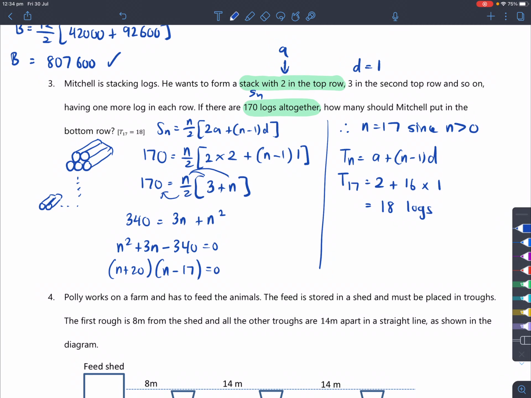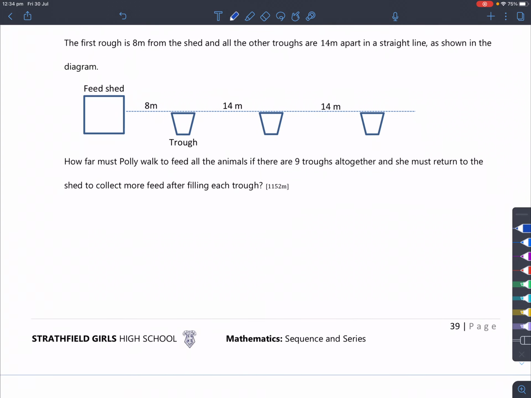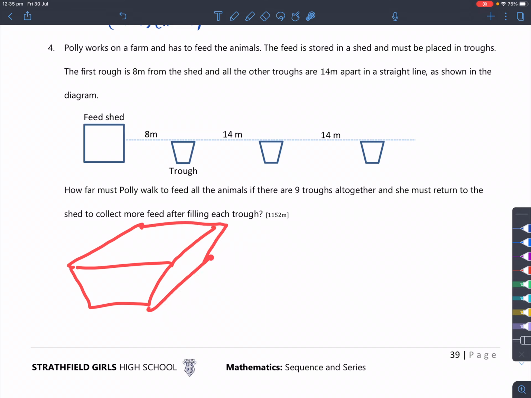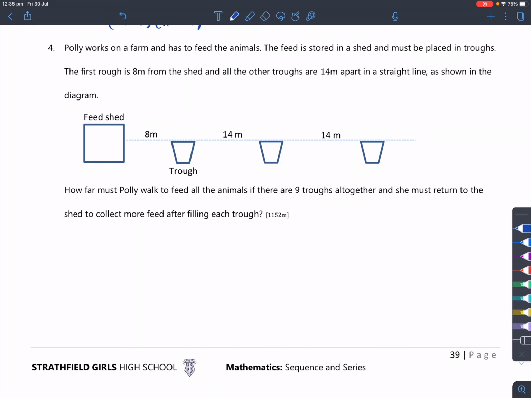Okay, I'm going to move on to 4. Polly works on a farm and has to feed the animals. The feed is stored in a shed and must be placed in troughs. So a trough is basically one of these trapezoidal prisms that animals feed on. The first trough is 8 meters from the shed, and all the other troughs are 14 meters apart in a straight line, as shown in the diagram.